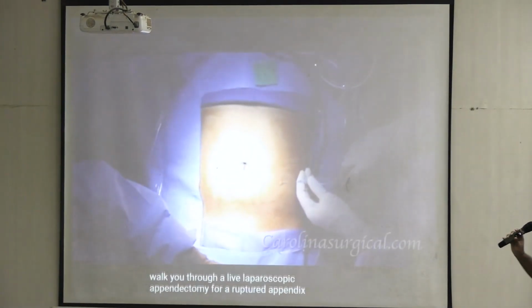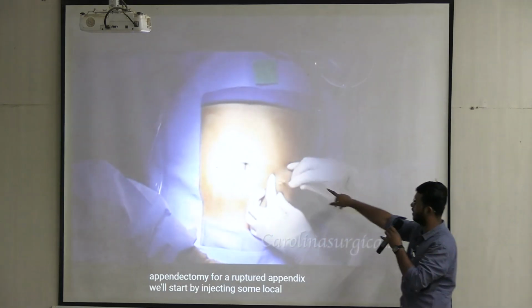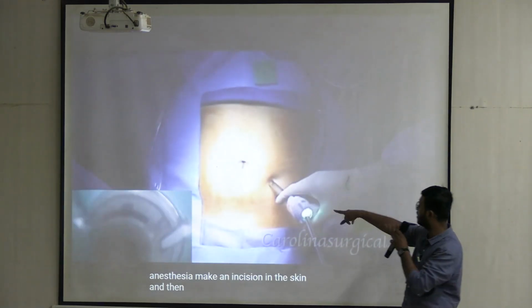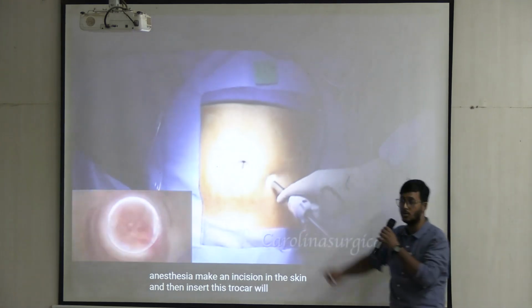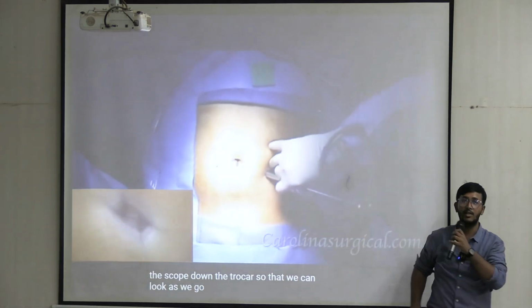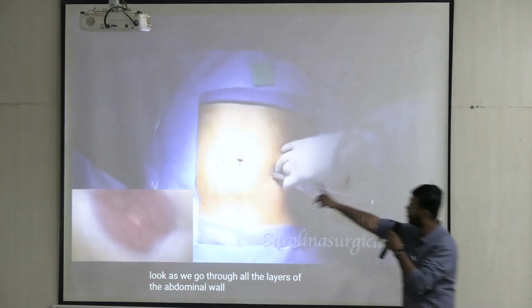See here, the trocar is, this is Veress needle. First of all, through the Veress needle, we give one incision and then insert the trocar. This is the trocar. And through this trocar, we are inserting the working instrument. And now, here you see this picture.